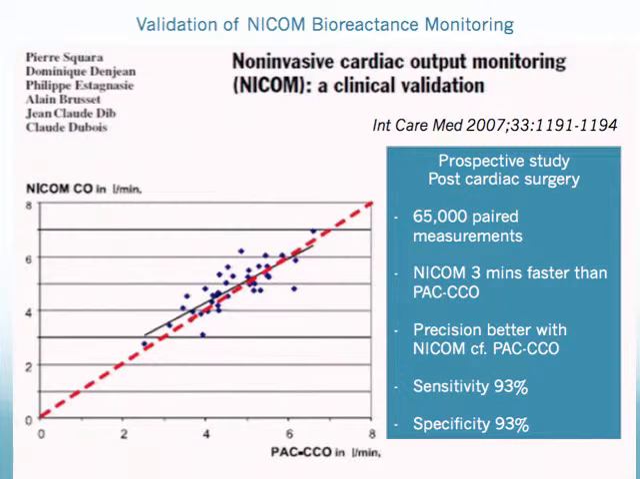In clinical medicine, the gold standard for measuring cardiac output is obtained by a pulmonary artery continuous cardiac output monitor. The NICOM monitor was clinically validated against the pulmonary artery catheter continuous cardiac output monitor with 65,000 paired measurements following cardiac surgery. The NICOM was able to rapidly track changes in cardiac output and track these changes 3 minutes faster than the PAC-CCO catheter. The precision of the NICOM monitor was actually better than that of the PAC-CCO catheter. Both the sensitivity and specificity of the NICOM was 93%.